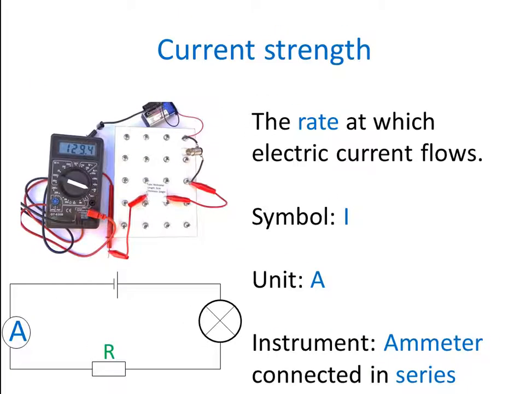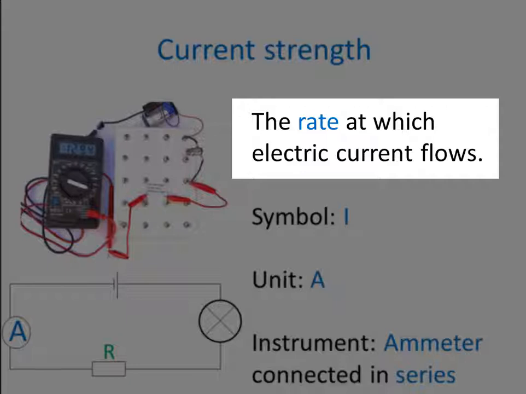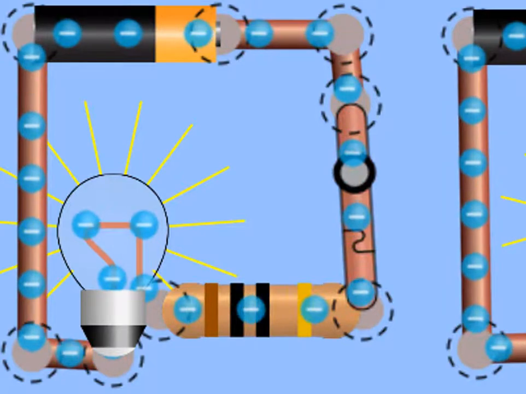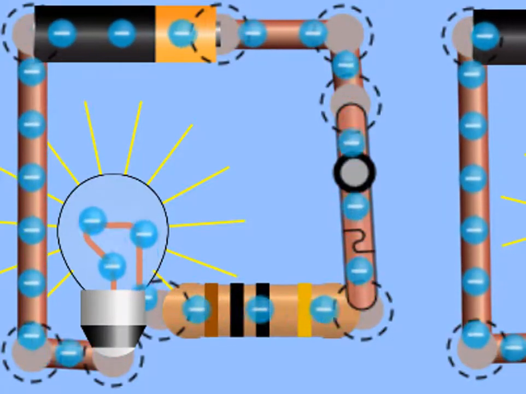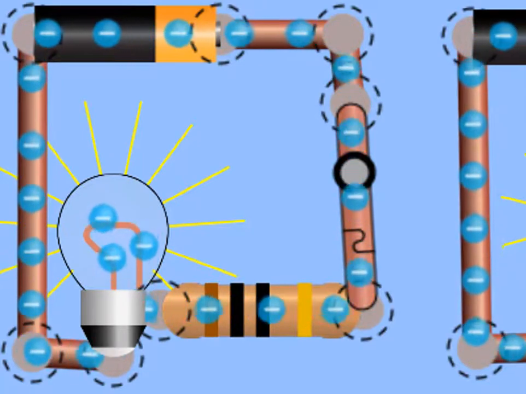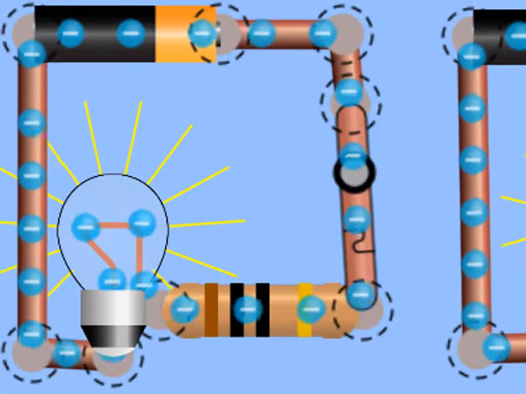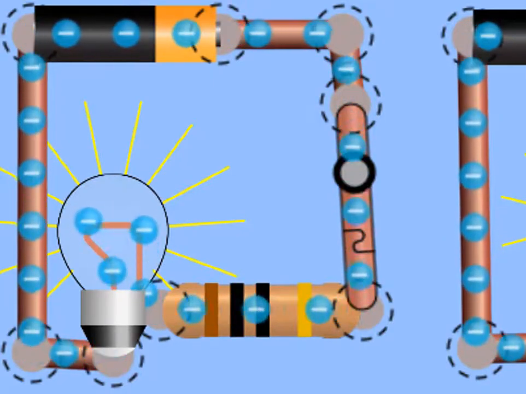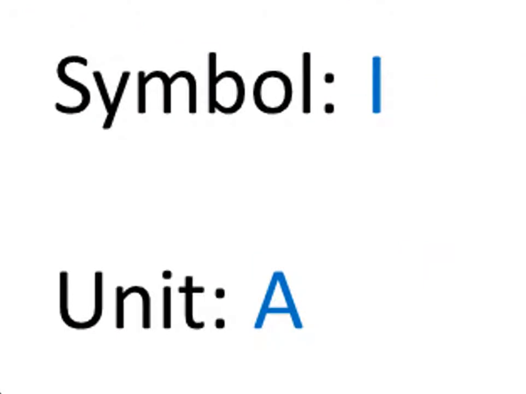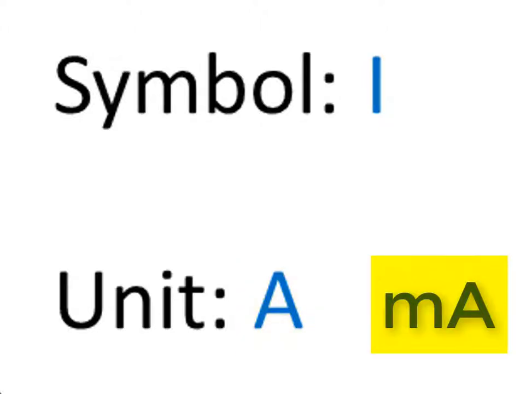Current strength refers to the rate at which electric current flows. Put very simply and a little bit wrong, it's how quickly the electrons move around the circuit. It's actually not how quickly, it's how many groups of them pass a point every second. But it might be easier in the beginning to think of it as related to how quickly the charges are moving around. The symbol of current strength is I and the unit amperes or milliamperes. We shorten amperes to A and milliamperes to small m and capital A.